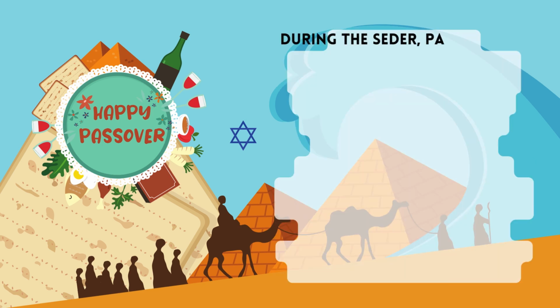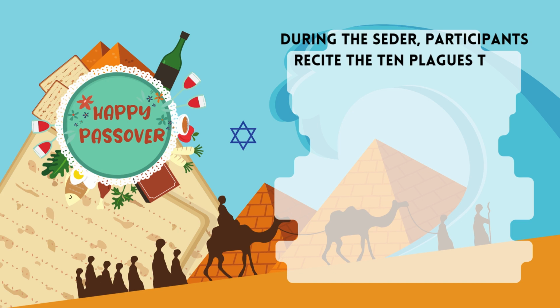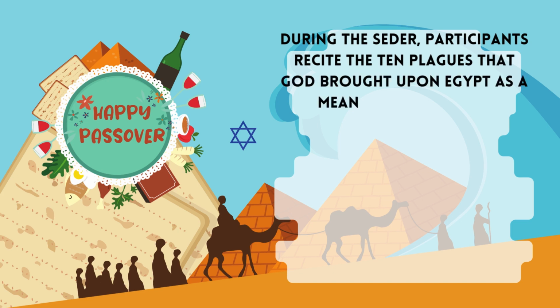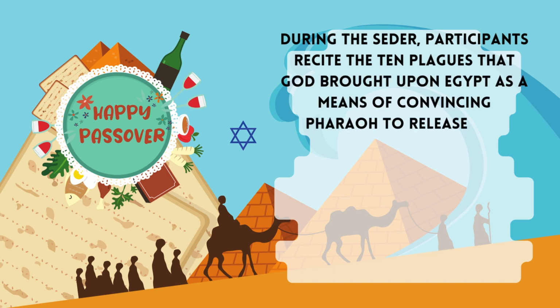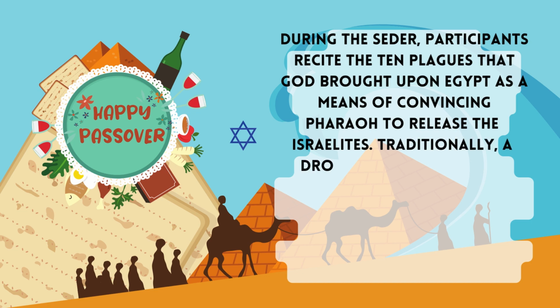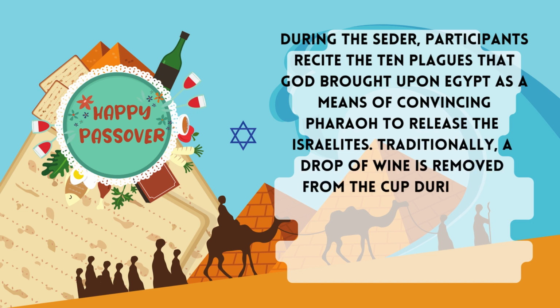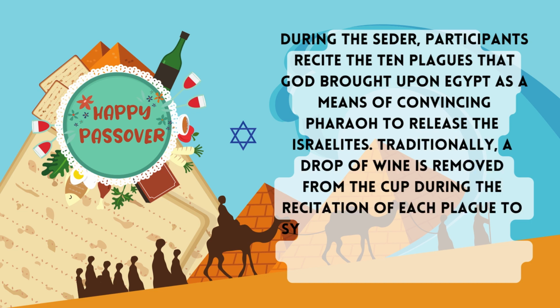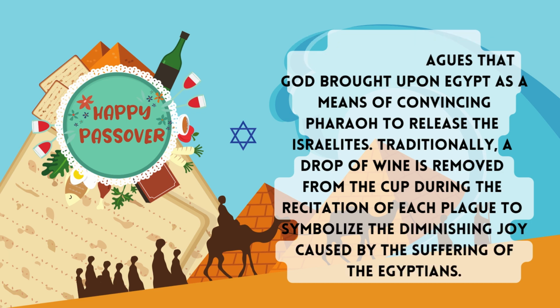During the Seder, participants recite the 10 plagues that God brought upon Egypt as a means of convincing Pharaoh to release the Israelites. Traditionally, a drop of wine is removed from the cup during the recitation of each plague to symbolize the diminishing joy caused by the suffering of the Egyptians.